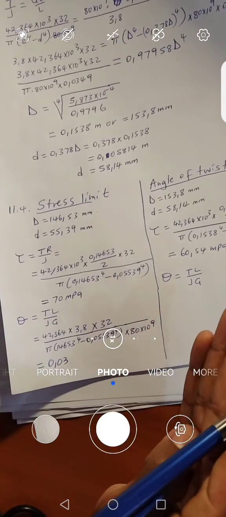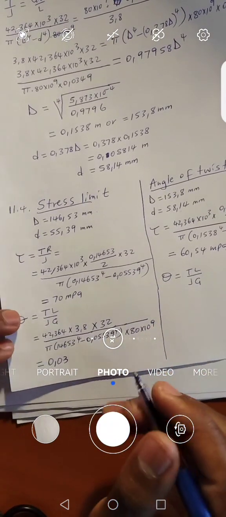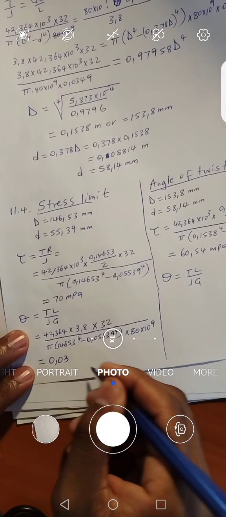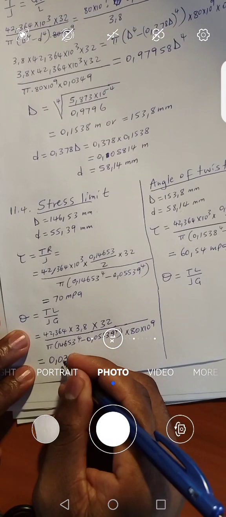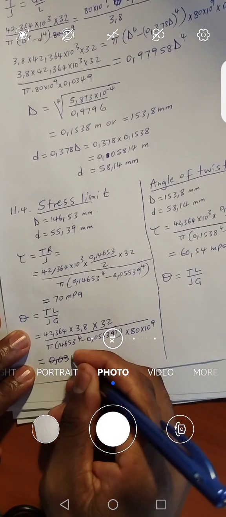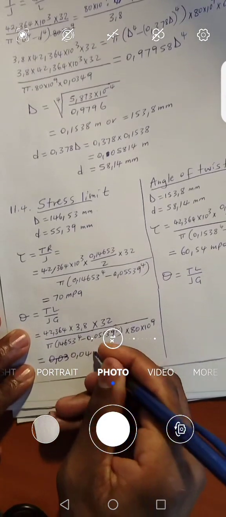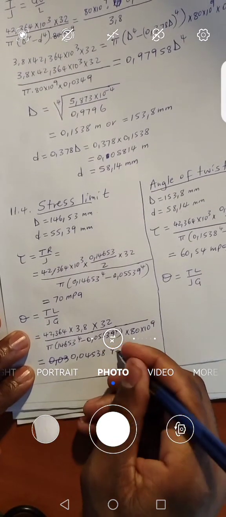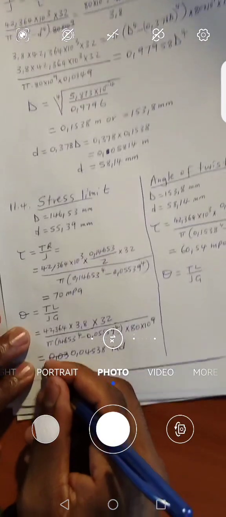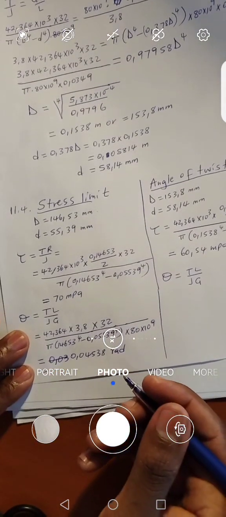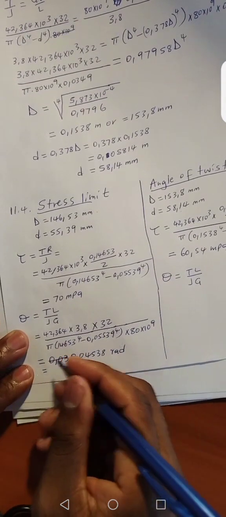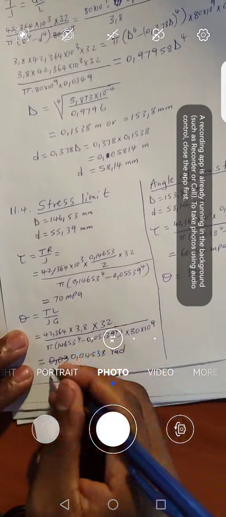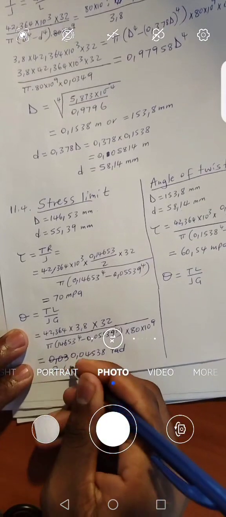Okay, I will check it with the calculator. No. You will get 0.04538, but this will be in radians. So if you want to convert this to degrees, you know what to do. You multiply it by 57.3, then you will get 2.6 degrees.